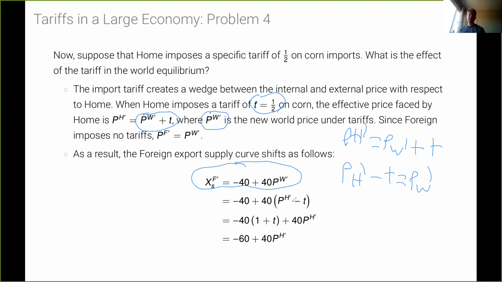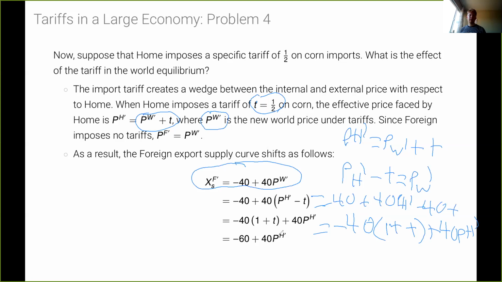What this is going to give me is plus 40 times PH minus T. If I distribute this out, I'll get -40 plus 40 PH prime minus 40 times T. Then I can notice that 40 is in both of these terms, so if I pull out -40, I get this line right here: -40 times 1, plus T, and we'll still have plus 40 PH prime.